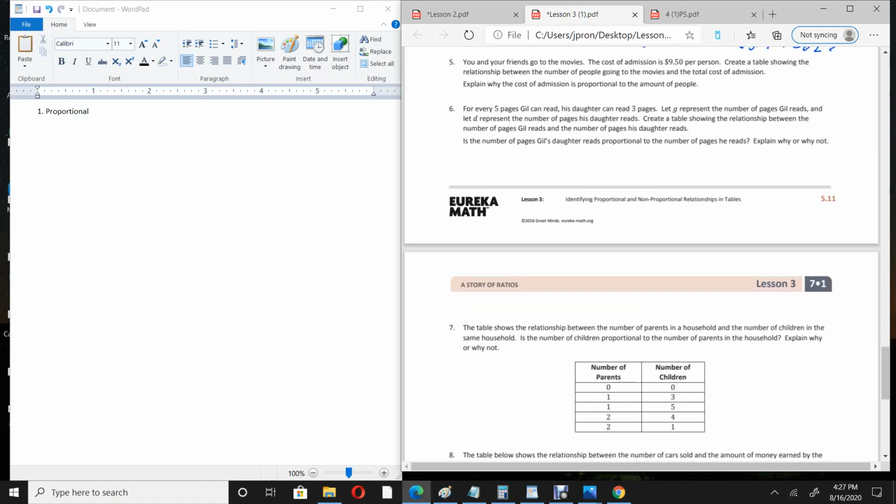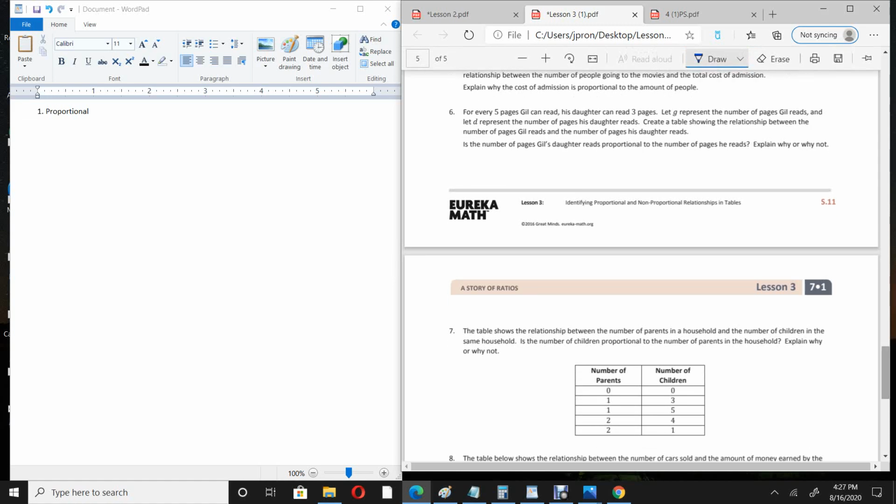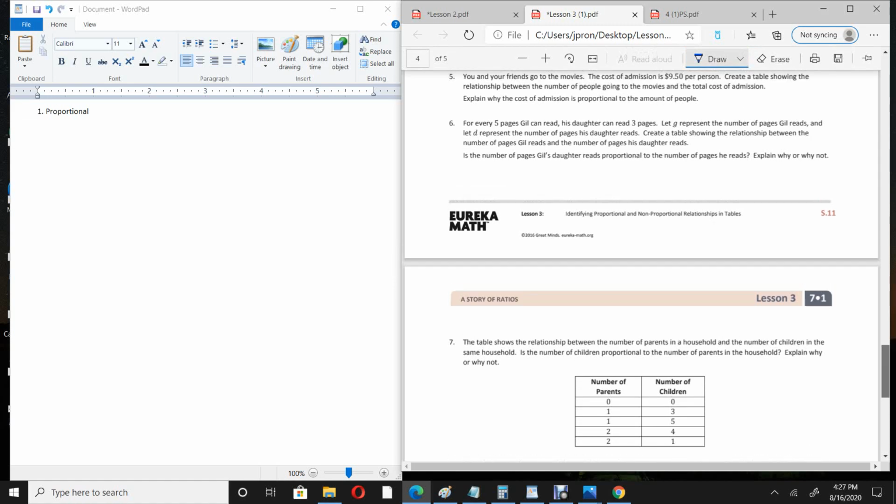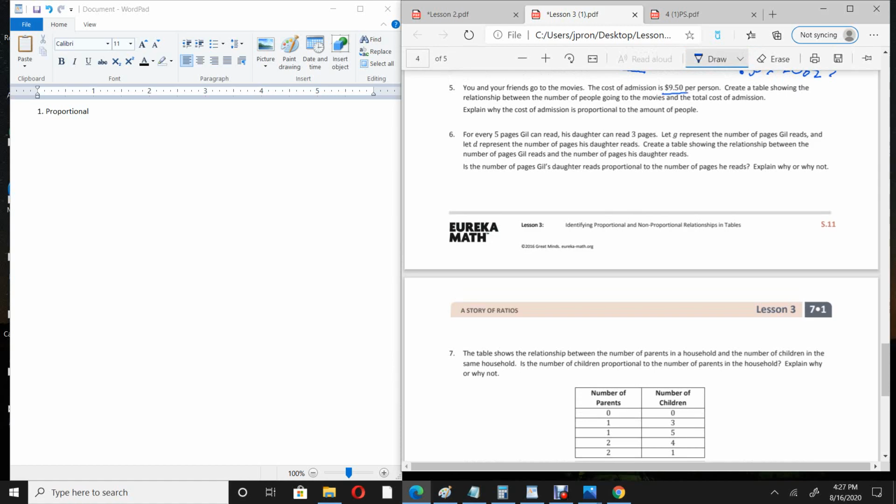Okay. All right. Number 5. You and your friends go to the movies. The movie admission is $9.50 per person. You want to create a table showing the relationship between the number of people going to the movies and the total cost of admission. Then explain why the cost of admission is proportional to the number of people.